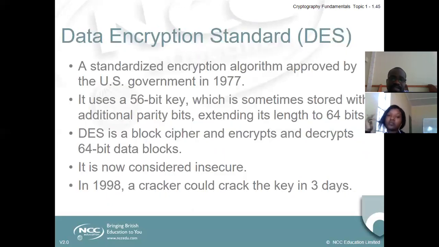DES, Data Encryption Standard. You can go and read about when it started in 1977. It uses a 56-bit key, which is sometimes stored with additional parity bits, extending its length to 64 bits. DES is a block cipher and encrypts 64-bit data blocks. It is now considered insecure. It was considered insecure in 1998 because crackers could crack the key in 3 days. If they mean business, they can crack the key in 3 days. Today they try, tomorrow they try, the other day they can crack it.